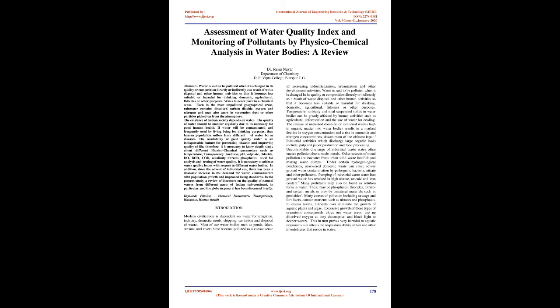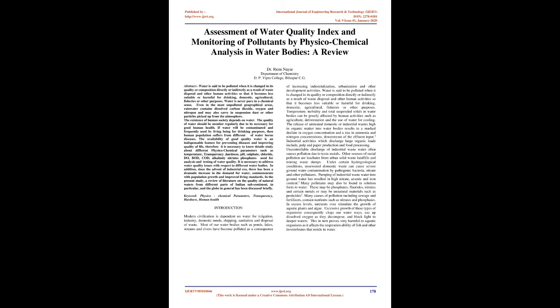Introduction. Modern civilization is dependent on water for irrigation, industry, domestic needs, shipping, sanitation and disposal of waste. Most of our water bodies such as ponds, lakes, streams, and rivers have become polluted as a consequence of increasing industrialization, urbanization and other development activities.